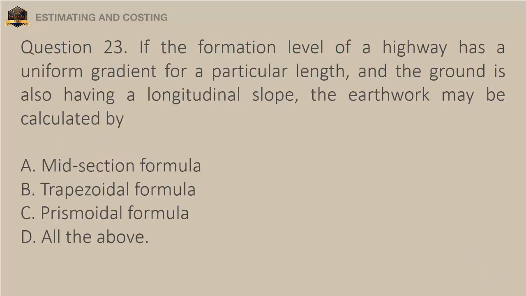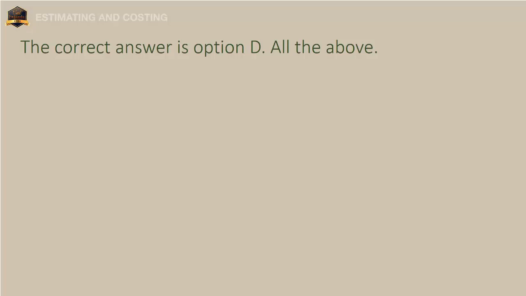Question 23. If the formation level of a highway has a uniform gradient for a particular length, and the ground is also having a longitudinal slope, the earthwork may be calculated by A. Midsection formula. B. Trapezoidal formula. C. Prismoidal formula. D. All the above. The correct answer is option B.